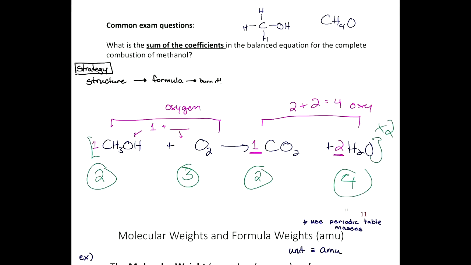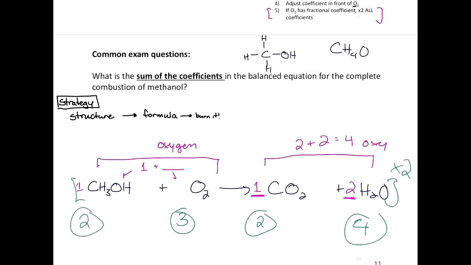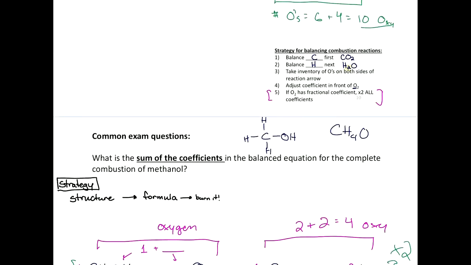All right, so that's how we approach balancing equations, combustion reactions. So just memorize that strategy, balance carbons, hydrogens, oxygens last. If there's a coefficient or a fraction in front of O2, multiply by 2 all the way across, and then you're done. All right, so that's balancing.